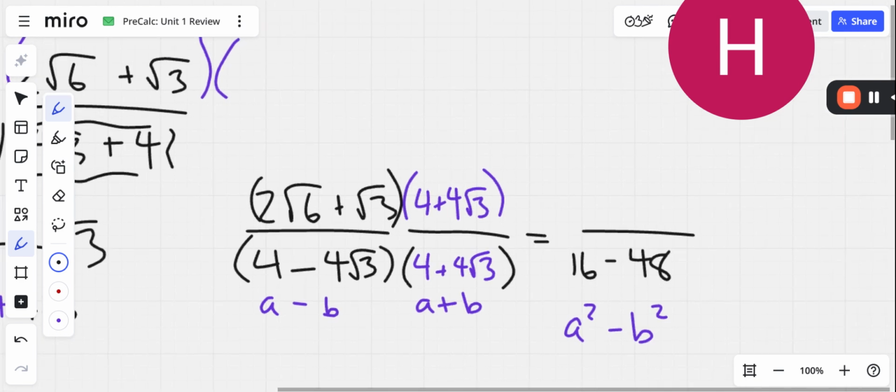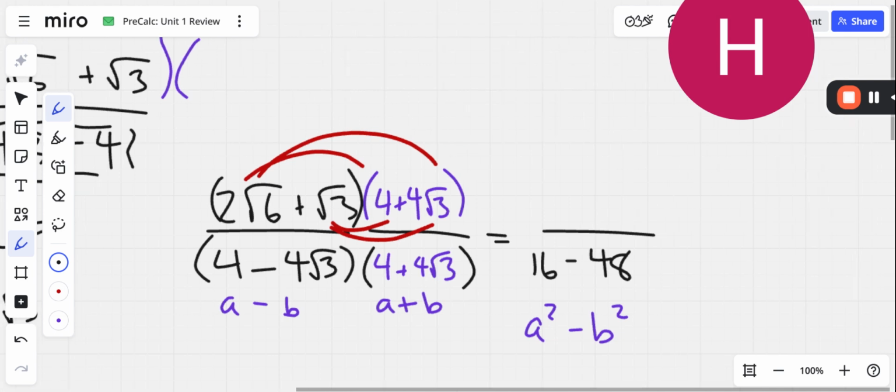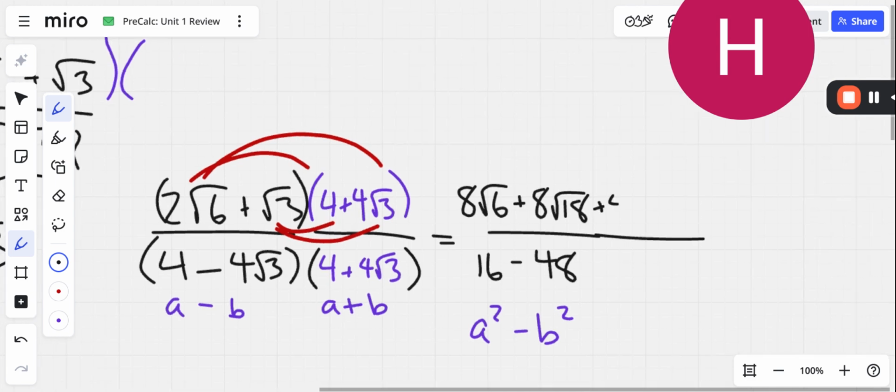Now in the numerator, this is also good practice for your FOIL skills. You need to know how to do FOIL. First, outer, inner, last, or whatever you want to call this binomial multiplication method. You can use a box method or some other kind of multiplication table. Doesn't really matter to me. But at the end of the day, you should have 8 root 6. We don't have a lot of common terms here, unfortunately. 8 root 18, which I'll fix in a moment. 4 root 3, and 4 times 3, which is just 12.